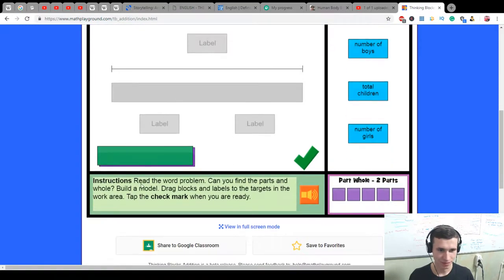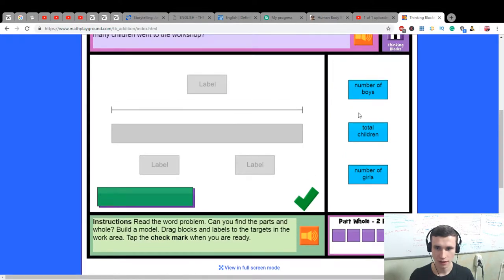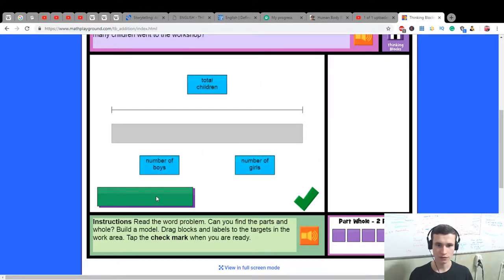Okay, read the word problem. Can you find the parts and whole? Parts and whole. Build a model, drag blocks and label to the targets in the work area. Tap the check mark when you are ready. Total team children. Number of boys, number of girls.